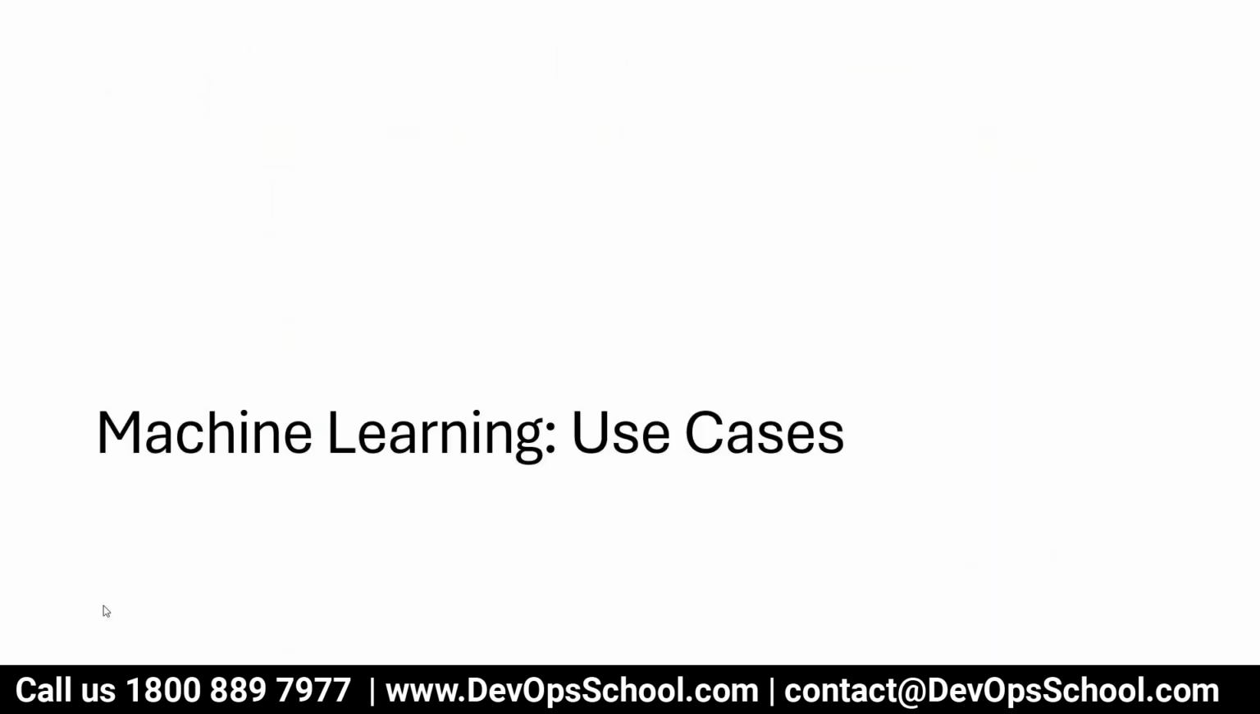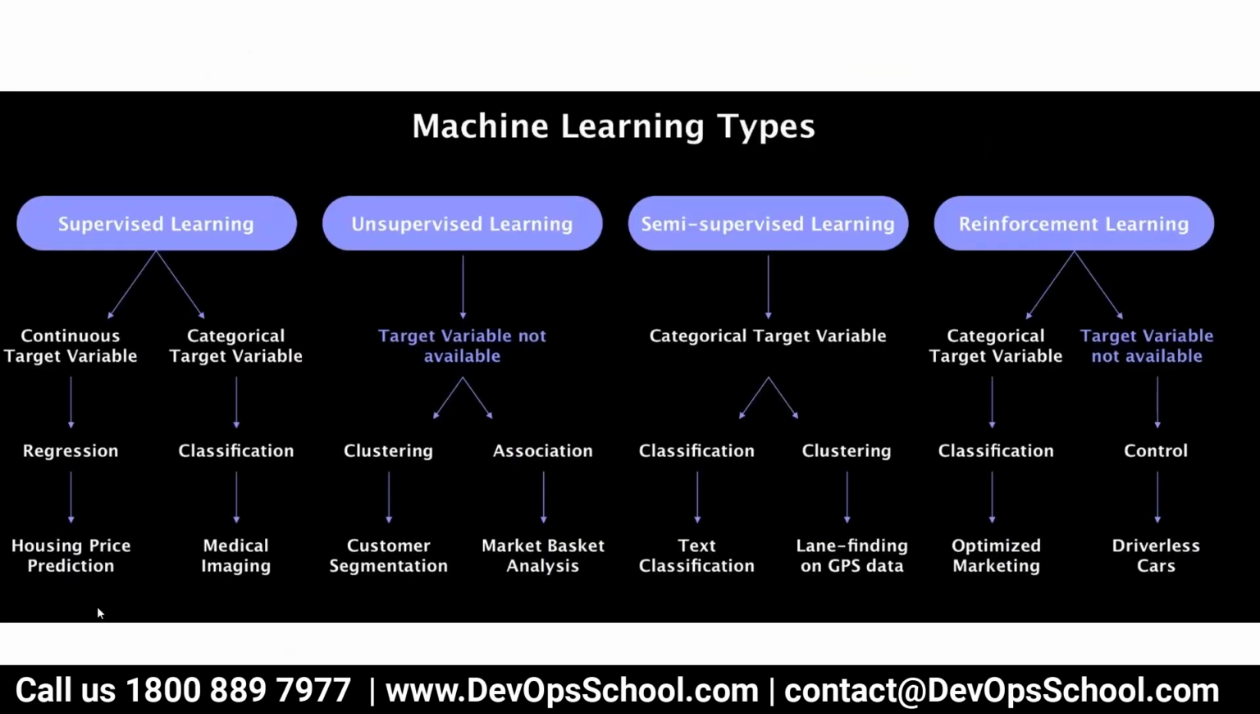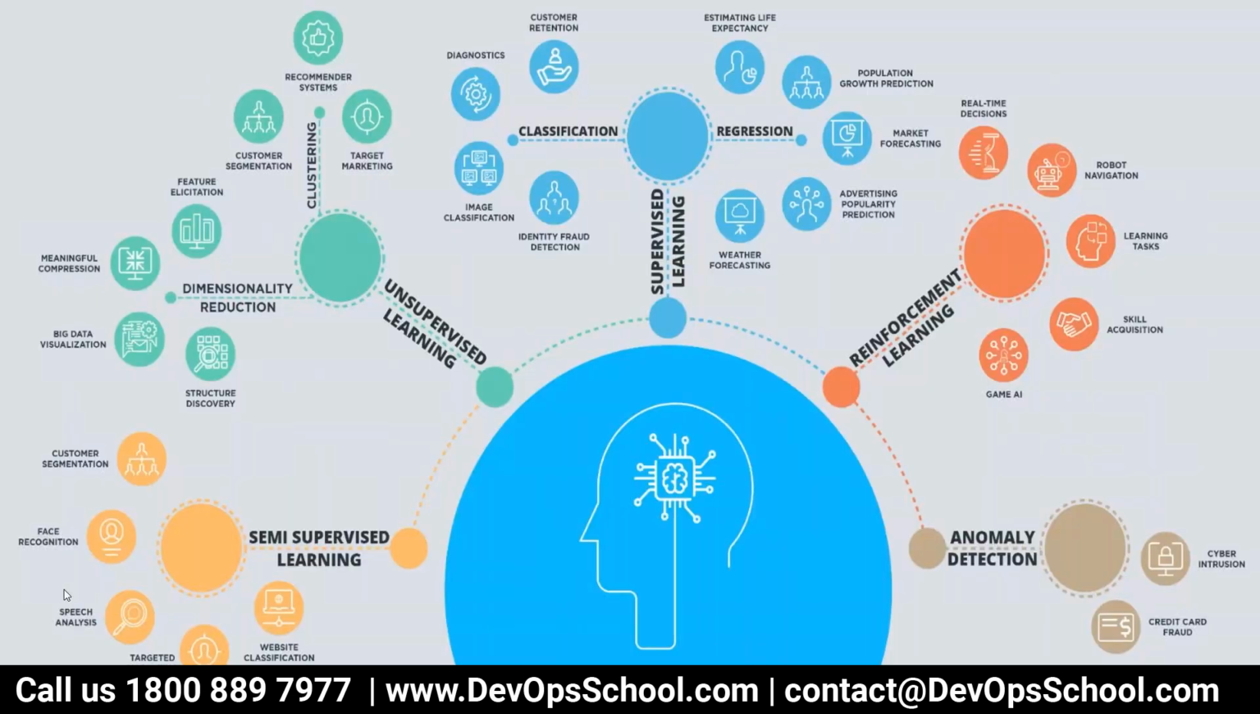Some of the use cases you want to understand about the machine learning types. You can use it in house price prediction, in medical imaging, in customer segmentation, in market basket analysis, in text classification, lane finding on GPS data, optimizing marketing, and driverless cars, and many more use cases. Some more comprehensive use cases you can find in this image.